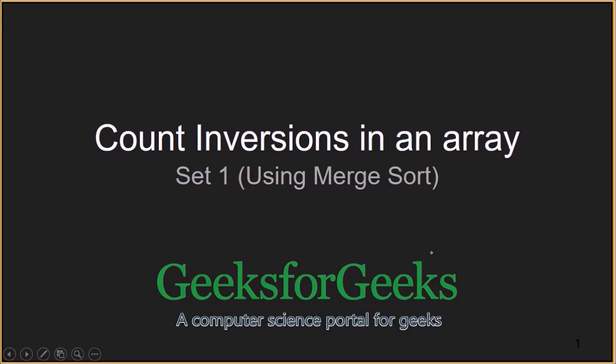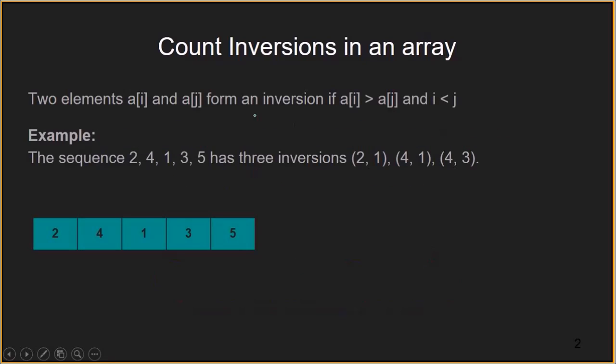In this tutorial, we are going to see how to count the number of inversions in an array. First of all, let us try to understand what we mean by an inversion. An element at index i and an element at index j form an inversion if the value of the element at index i is greater than the value of the element at index j, whereas i is smaller than j. For example, in the given sequence 2, 4, 1, 3, 5, there are a total of 3 inversions. Let us look at them one by one.